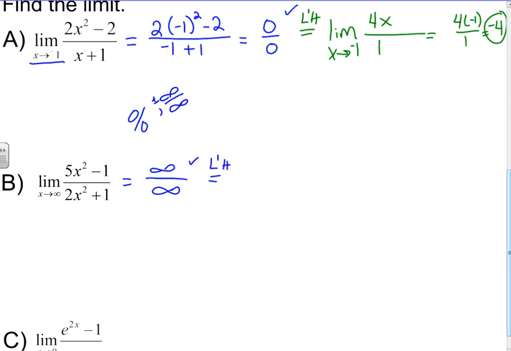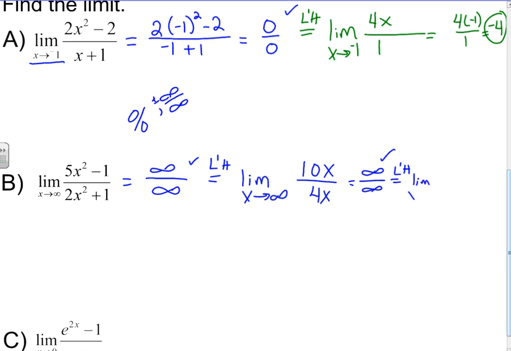Using L'Hopital, we take the derivative of the top, so the limit as x heads to infinity. The derivative of the top looks like 10x, doesn't it? Derivative of the bottom is 4x. If I stopped now and tried to do substitution, I would put infinity in, and I would have infinity over infinity, which means, well, you know what? It's still meeting L'Hopital's condition. Let's do another L'Hopital. Yes, indeed, we can chain off and continue to do more L'Hopital's rules.